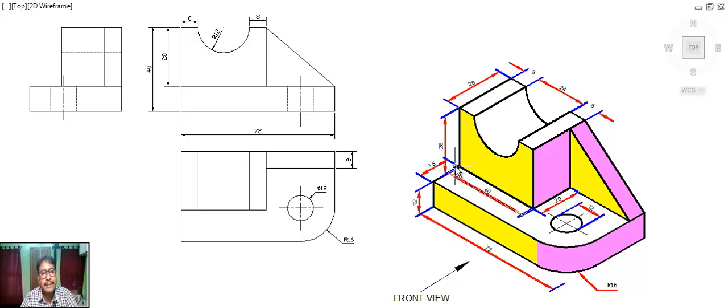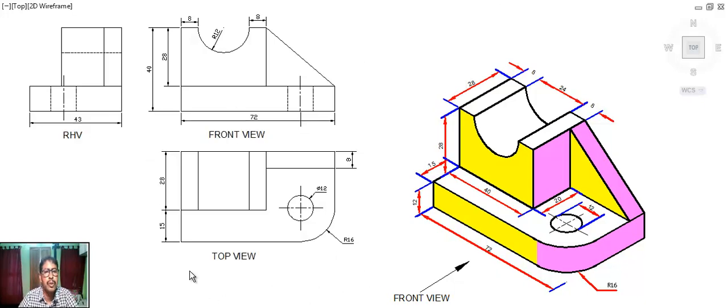Now this distance is 15, this distance is 28. Okay. This distance is 15 and this distance is 28. Okay. Our dimensioning is almost complete. This distance is also 43. 28 plus 15 is 43. Okay.